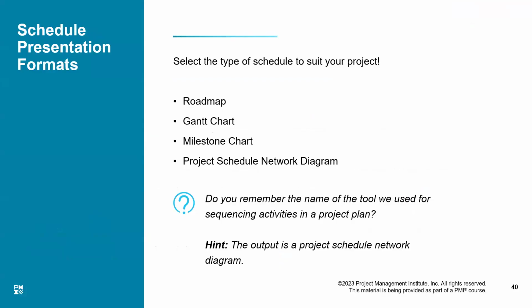Roadmap we already have seen in Agile, that is for Agile, whereas Gantt chart, milestone chart, project schedule network diagram are the schedule presentation formats. Primavera or Microsoft Project can show the schedule in any of these formats. Just a second.